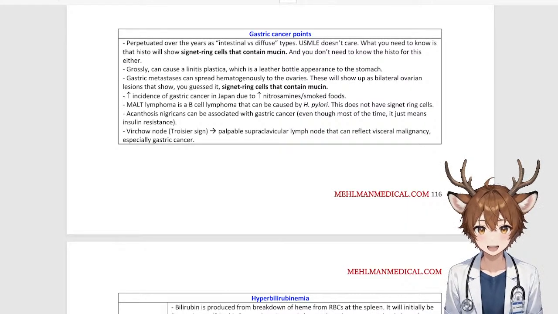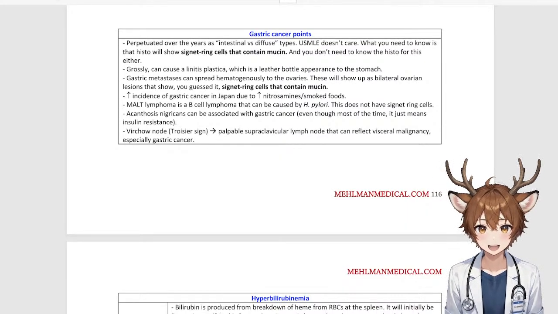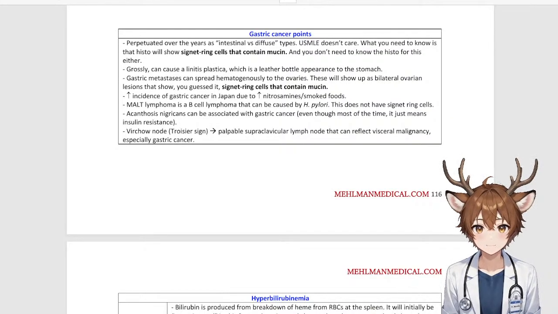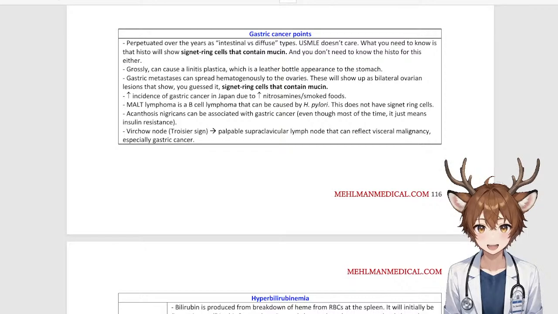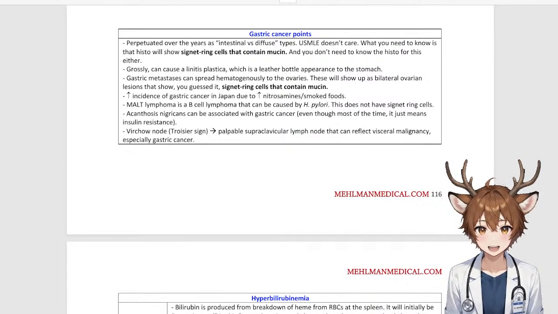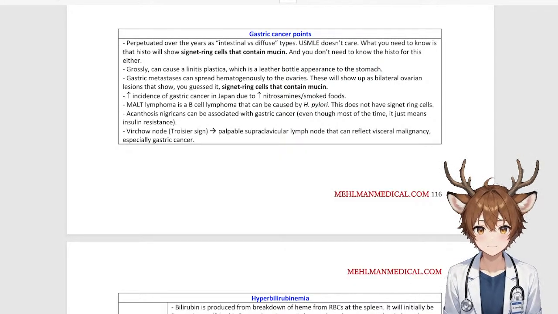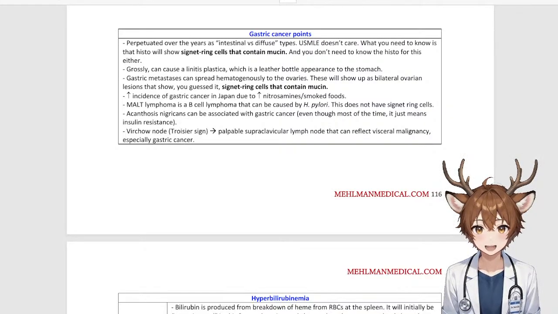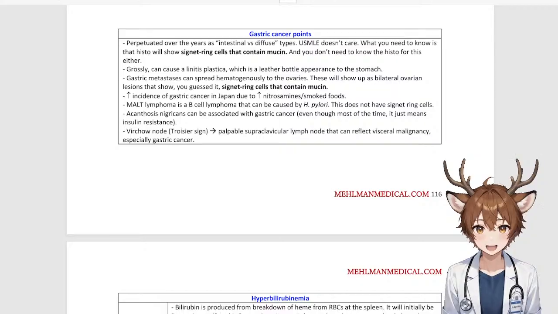Again, the only real thing you need to know when it talks about the distinction between the different kinds of gastric cancer is the whole signet ring cells that contain mucin. For intestinal versus diffuse, they don't care. What you need to know is the histo will show signet ring cells. So if you have gastric cancer, you should see signet ring cells. And obviously it would be useful to know how you can get gastric cancer in the first place, of course, which is what these other points are there for.